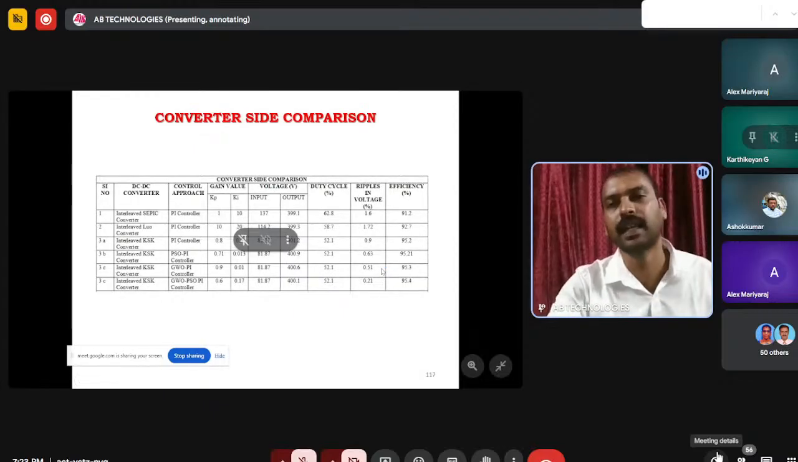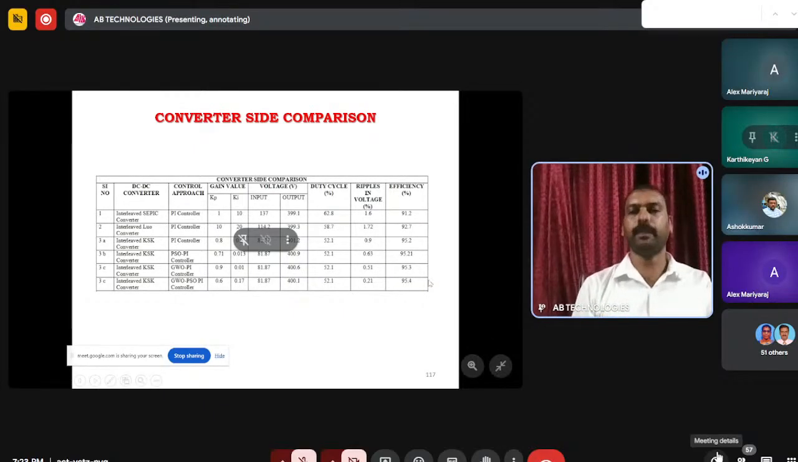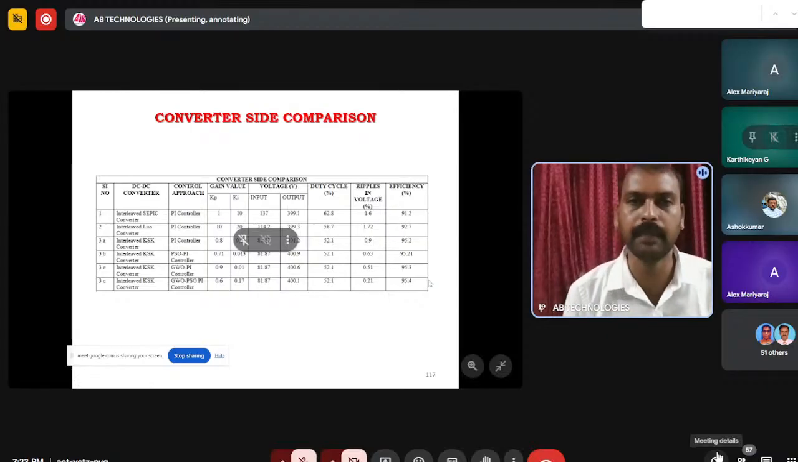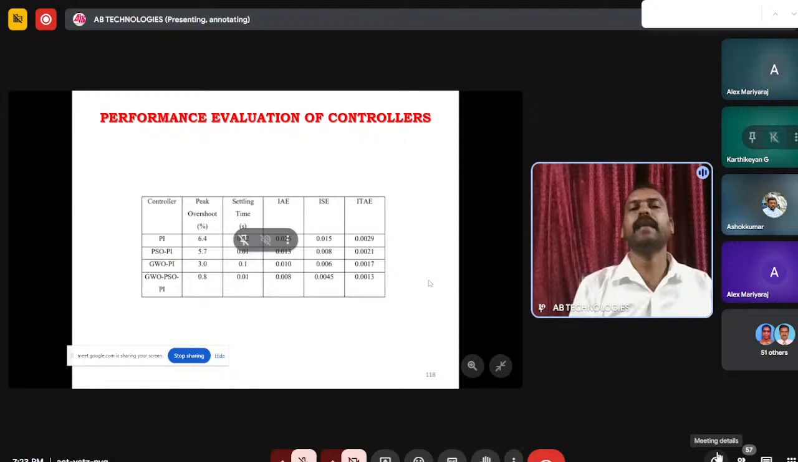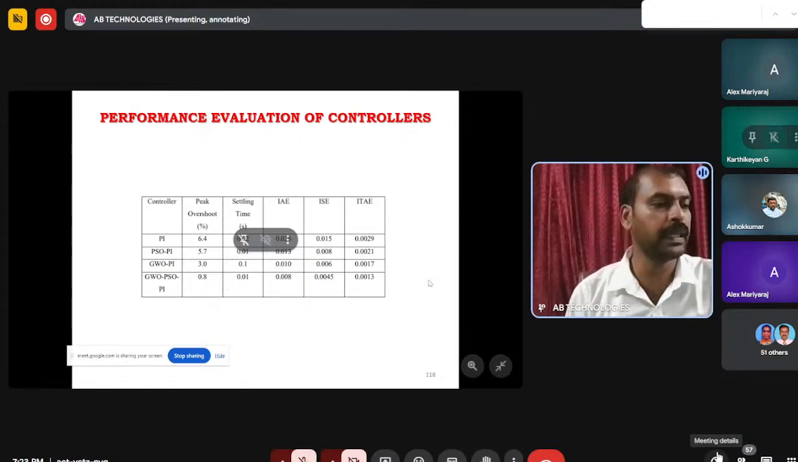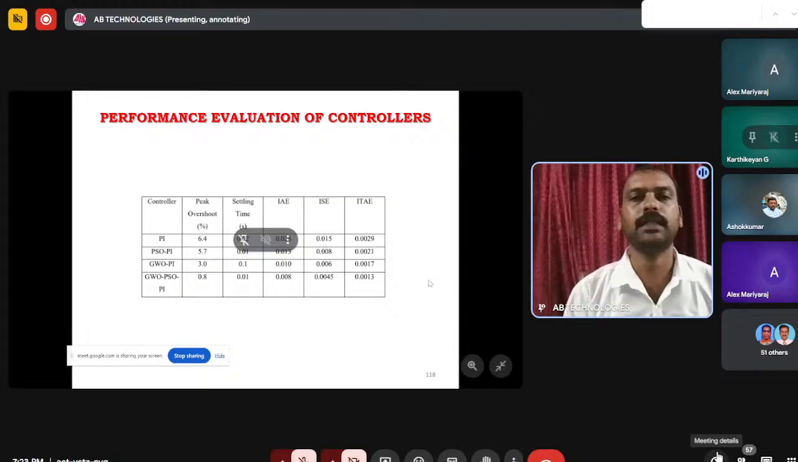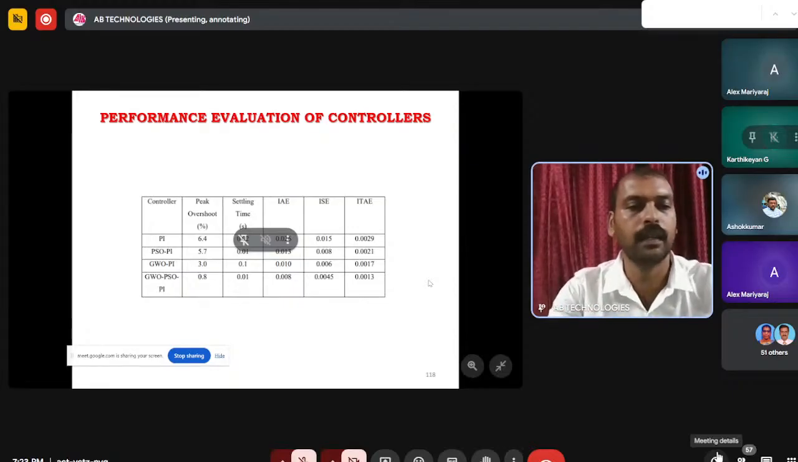So compared to other converters, this proposed converter is giving around 95.4% efficiency. So for EV applications, the best hardware part is the FPGA controller only, and on the motor side you can choose either a PMSM motor or a BLDC motor.